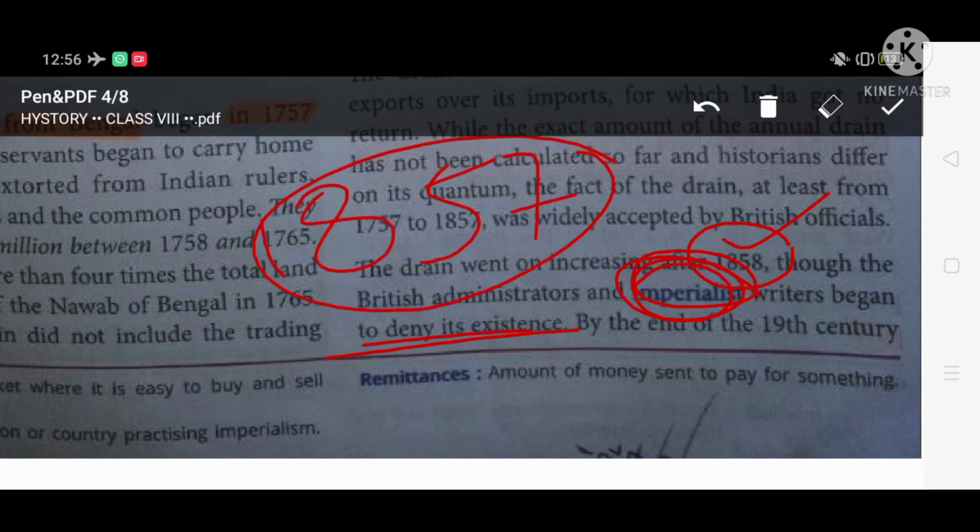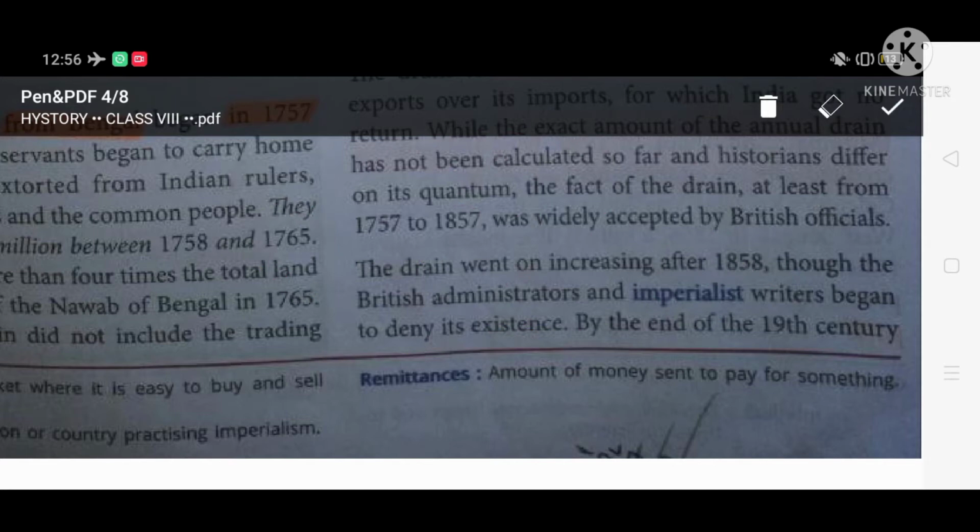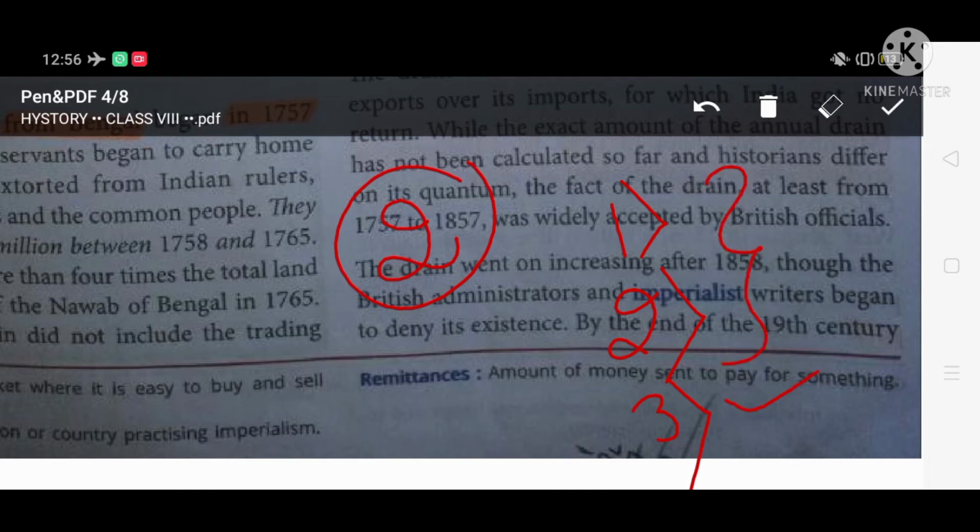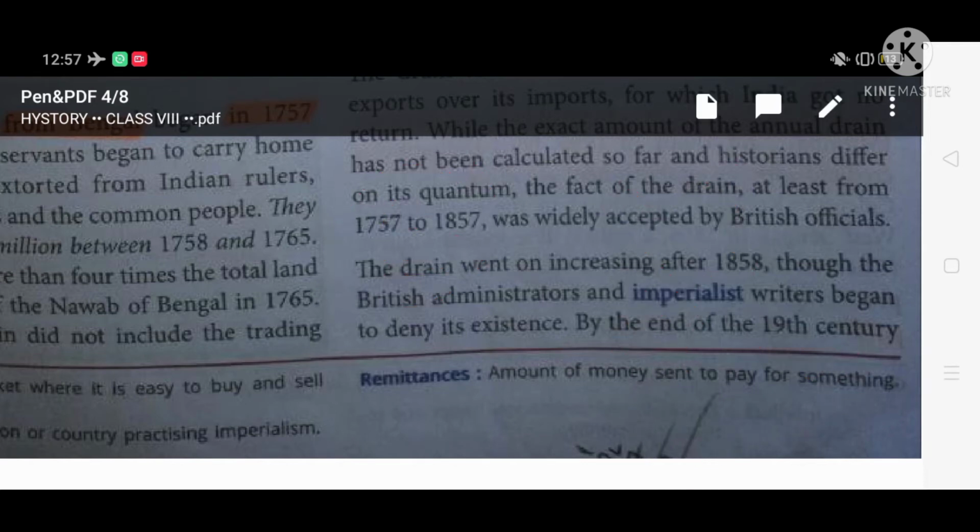Before that, I want to tell you that we have already uploaded two chapters from this book. The first chapter is the Great Uprising of 1857. The second chapter is Reform Movements. We are doing the chapter Impact of British Rule on India, which we are going to complete today. After this completion, you can watch these two videos also.